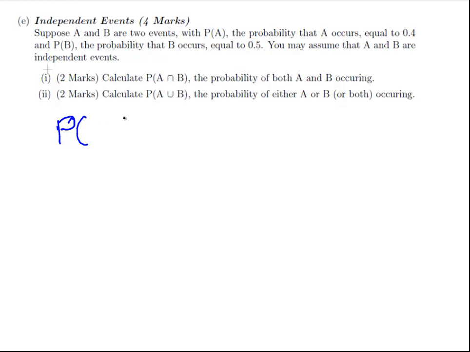equals 0.4. Probability of B equals 0.5. You may assume that A and B are independent events.